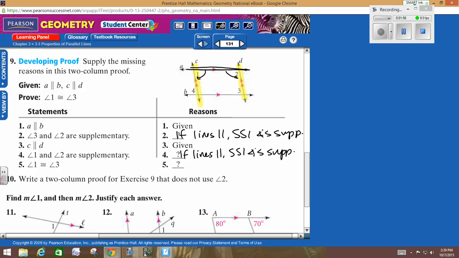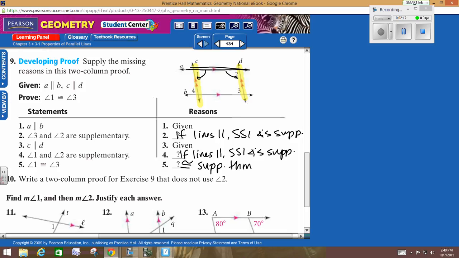There's a theorem from chapter 2. If 2 angles, 1 and 3, are supplementary to the same angle, then those 2 angles are congruent. So your reason for number 5 is that theorem, which is called the congruent supplements theorem. 2 angles supplementary to the same angle are going to be congruent.